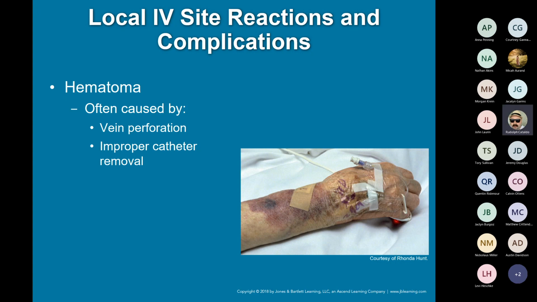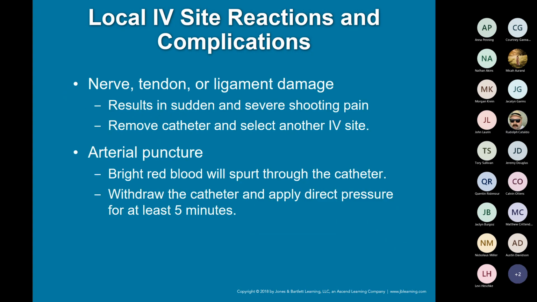And in regards to that as well, can we be causing nerve, tendon, or ligament damage? Absolutely. If you accidentally mistake a tendon or a ligament for a vein, yeah, that's a problem. Can we start arterial lines? Absolutely. Those happen accidentally all the time. But it's knowing what to do at that point.